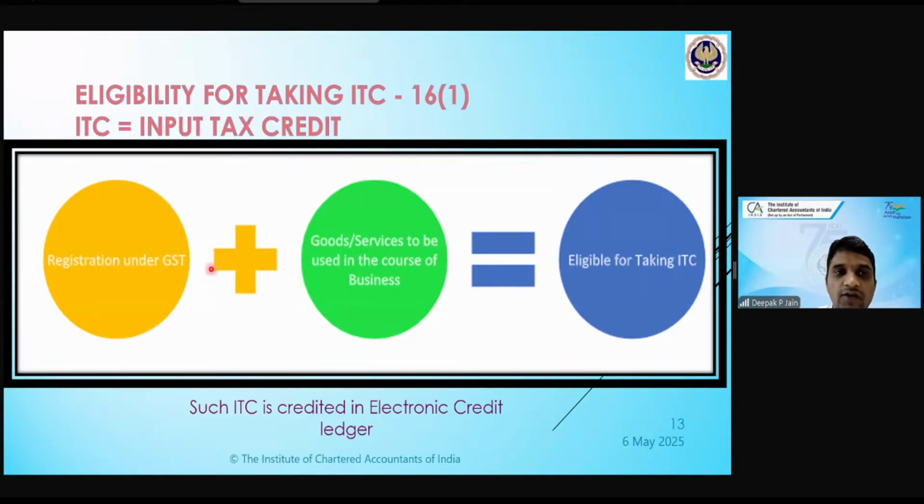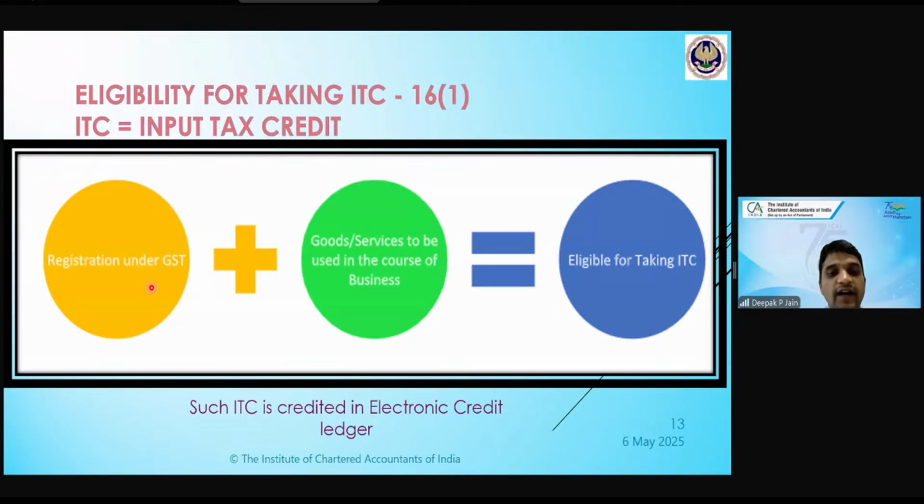Okay, so you should be registered. That is the first criterion that we all know. A lot of questions had come in here asking that if a person is unregistered and still uses goods for the business, can he claim the credit? No, he cannot claim the credit. The criterion is that you should be registered under GST, only then you can claim the credit, and the goods or services should be used in the course of business. Then you are eligible to take the credit.